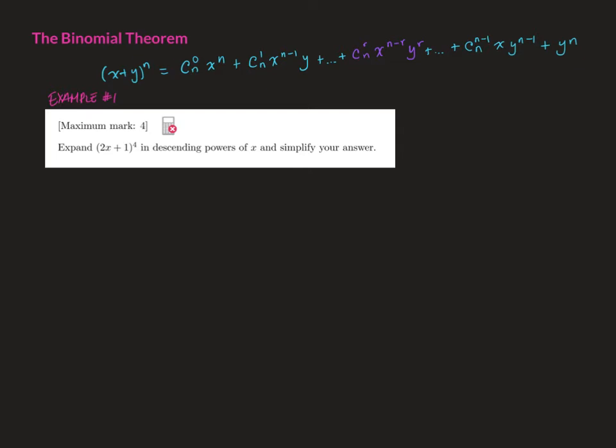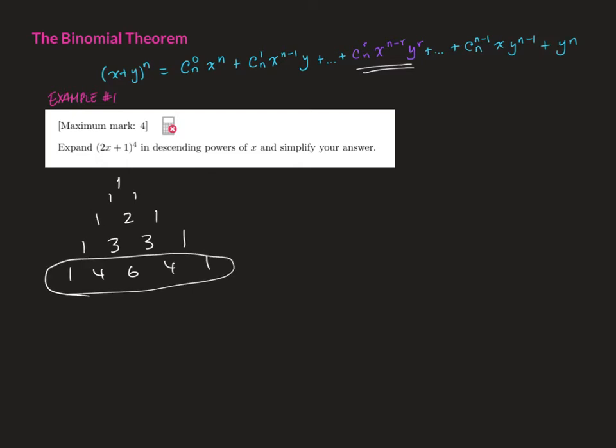Because this power is very small, it's 4, we can use Pascal's triangle instead of using the general formula for the binomial theorem. So for power 4, we know that the triangle is in the stage 1, 4, 6, 4, 1. So these are going to be the coefficients of the polynomial that I have. Now, what does that mean?